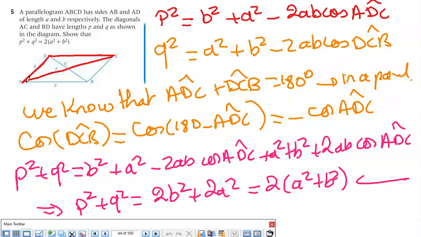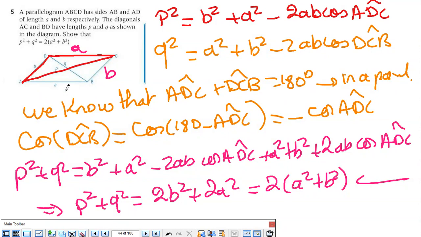First, I will take the first triangle here because I need p squared. The first, triangle ADC. In this triangle, I have this is b and this is a, because opposite sides in a parallelogram are equal. And here I can put p. So in this triangle, since I need p squared, p squared is equal to a squared plus b squared minus 2ab cosine ADC.